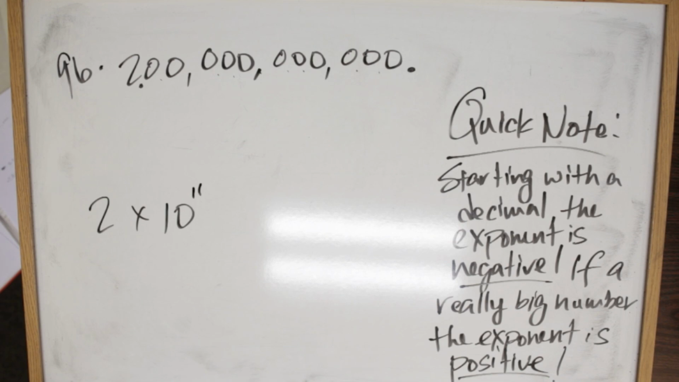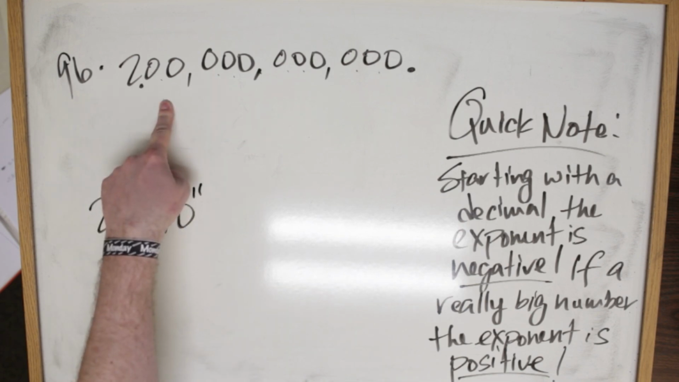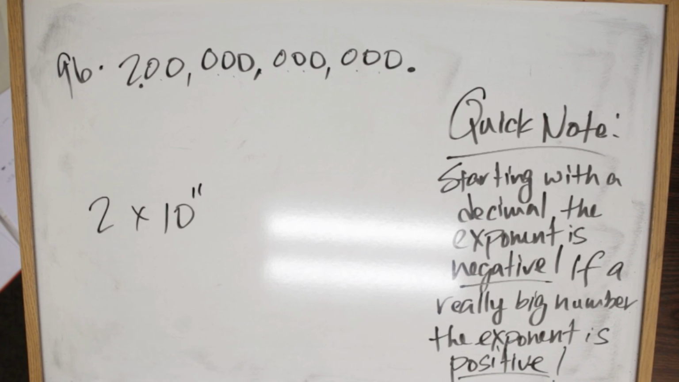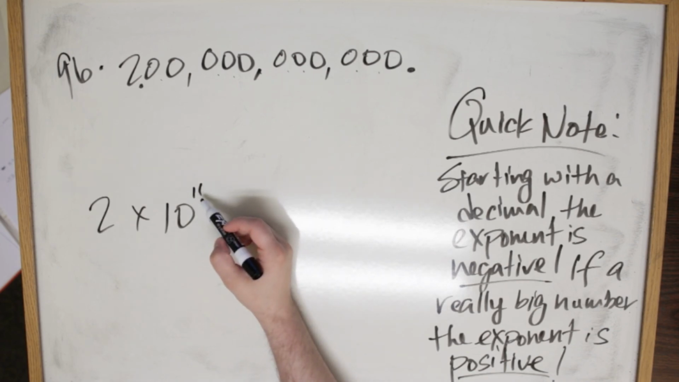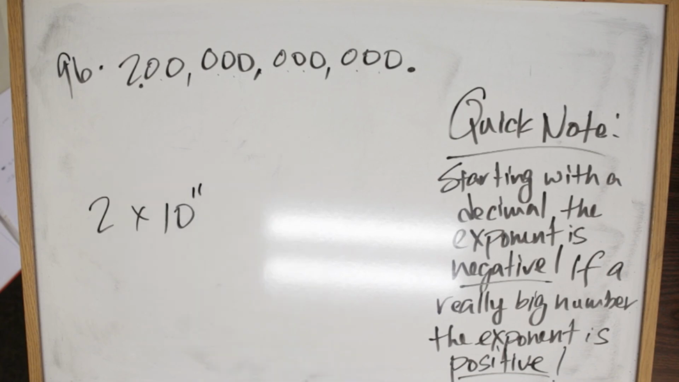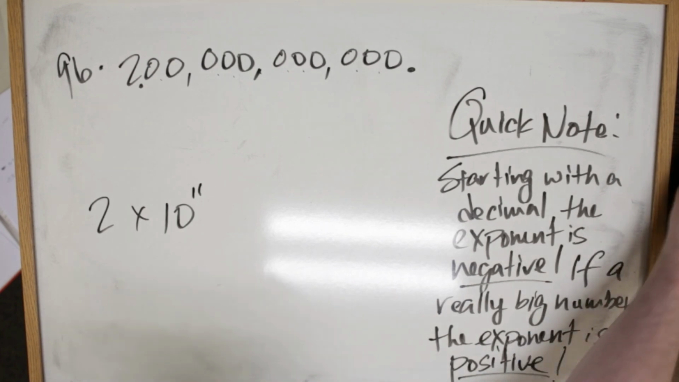Again, because this is a positive number, it's big, it's huge, that means that the exponent has to also be positive. Small numbers that are decimals that you're converting to scientific notation will always have a negative sign. So it's kind of the difference between the two. So that's it for question 96.